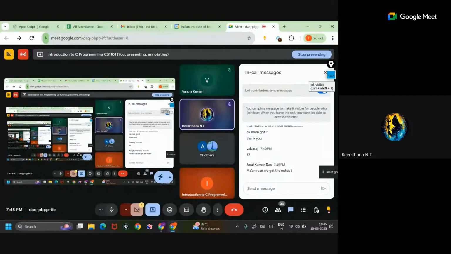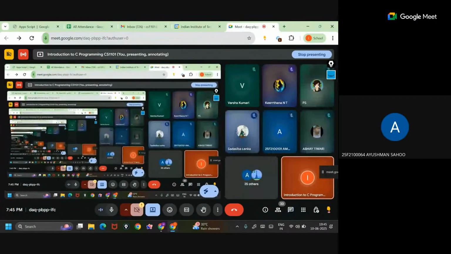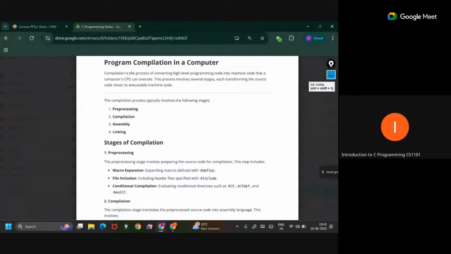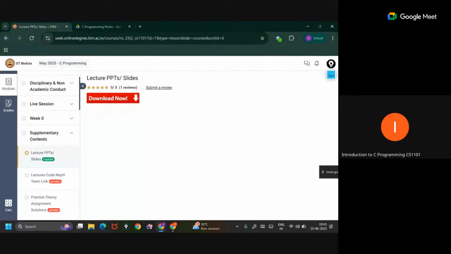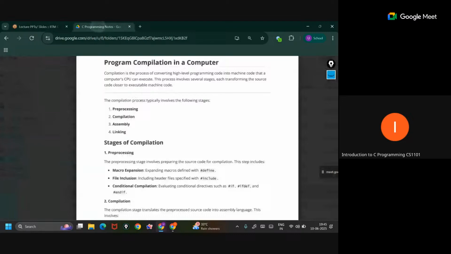Yes, ma'am. Anuj, you can just find it in the course. In the course, you can find this page, like complementary contents. There you can get the PPTs and slides.